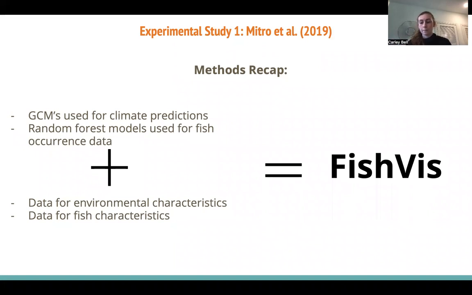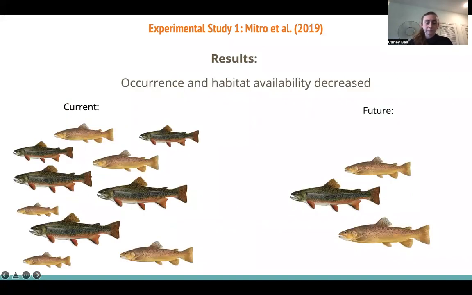And that's really important because we need to do everything we can to make sure that we are protecting these fish and protecting these species. And we can't do that if we don't know how they're going to be affected. So now let's get into how they're going to be affected with the results.